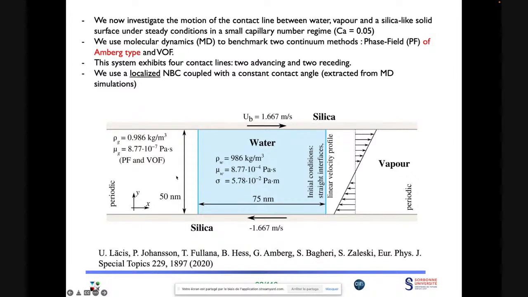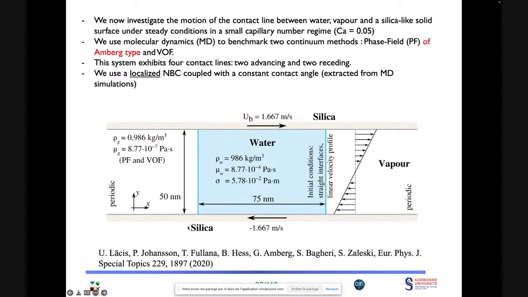The system has 4 contact lines, 2 advancing and 2 receding. We use a localized Navier boundary condition coupled with a constant contact angle, but the Navier boundary condition, you will see, is not very useful here because the MD has a very, very small slip length of the order of a nanometer. So there are 2 papers on this. There's this paper I'm citing here, and there's another paper which has been accepted in Journal of Fluid Mechanics, which is also available on arXiv.